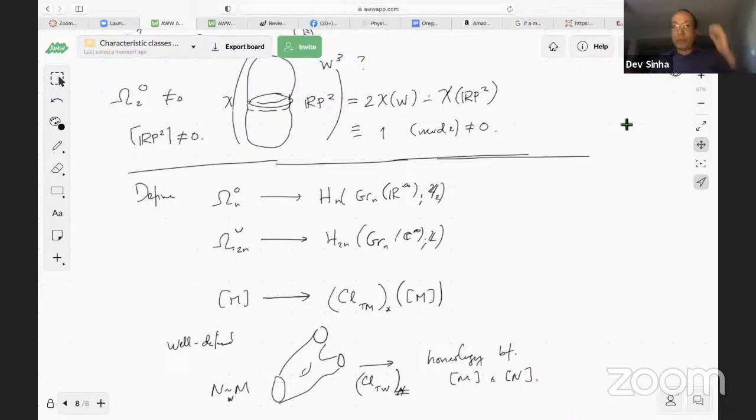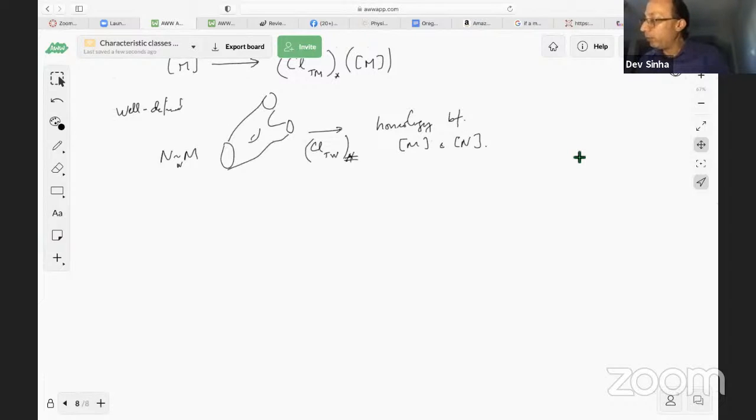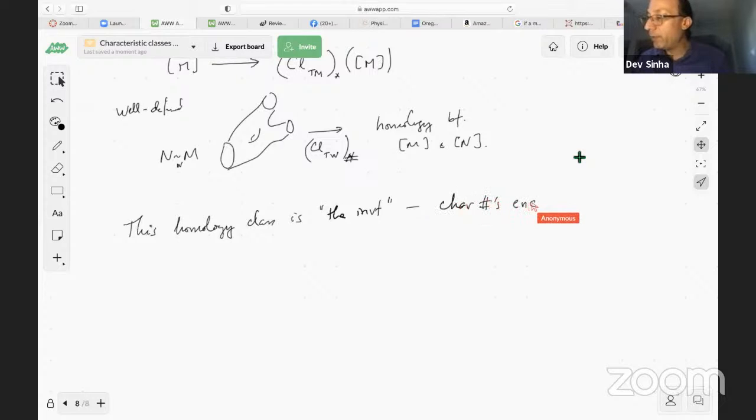So that's our main construction, and quote unquote, this is this image. So this homology class is the invariant, the characteristic number invariant. So the claim is that characteristic numbers are encoded. So the invariant is this homology class in the homology of a Grassmannian.